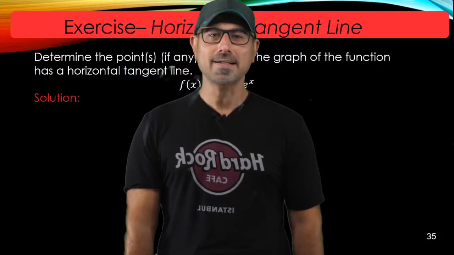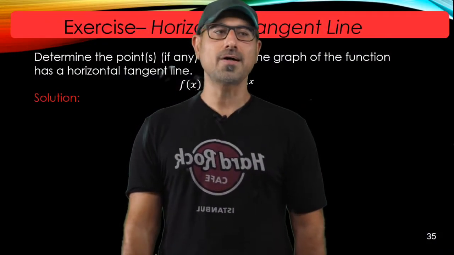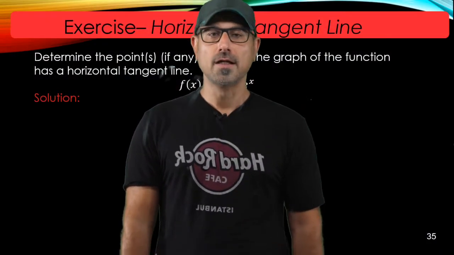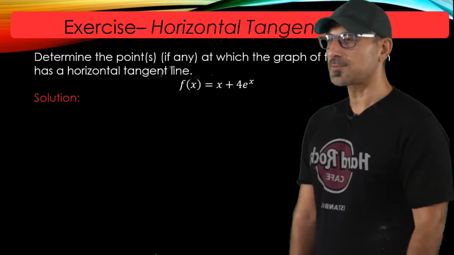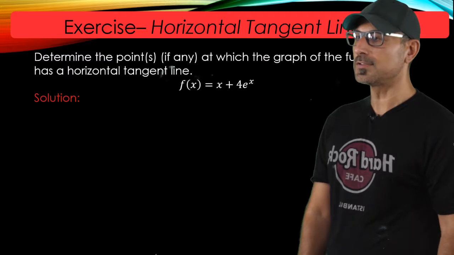Hello, welcome back. In this video, we're going to try to find a horizontal tangent line to the graph of the function f. The function is x plus 4e to the x.